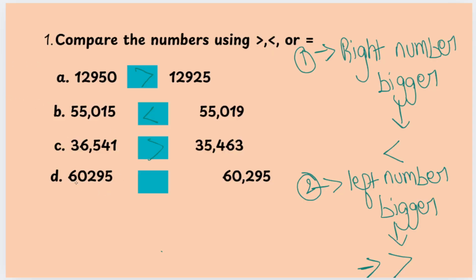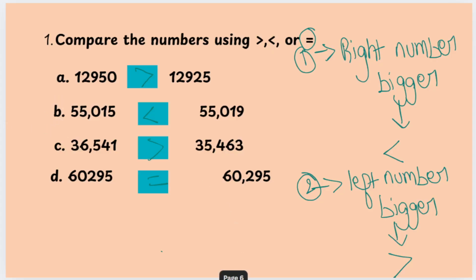Then the last sum. What was the last sum? We have 6, here also we have 6. So we can't analyze, so move to the second digit. 0, 0. 2, 2. 9, 9. 5, 5. So we have the same number on the right and left. So what sign we have to use? We have to use the equal to sign. If right and left have the same number, we can use the equal to sign. So this is how you have to do this comparing using symbols.